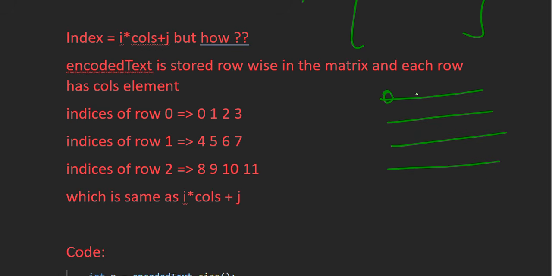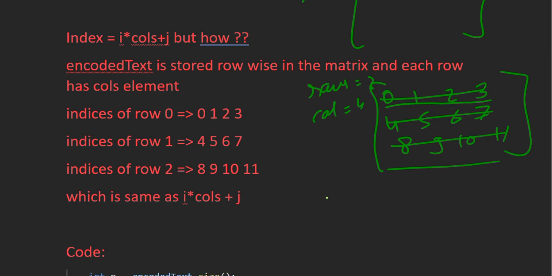So for the encoded text, index numbers 0, 1, 2, 3. Suppose we have rows as 3 and columns as 4. So 0 1 2 3, fourth character, fifth character, sixth character, seventh character, eighth character, ninth character, 10th character, 11th character. This way we are storing our encoded text. So if you see in row 0, we are getting 0 1 2 3. Then in row 1 we are getting 4 plus 0 1 2 3. Then in the last row we are getting 8 plus 0 1 2 3, that is 8 9 10 11, right?